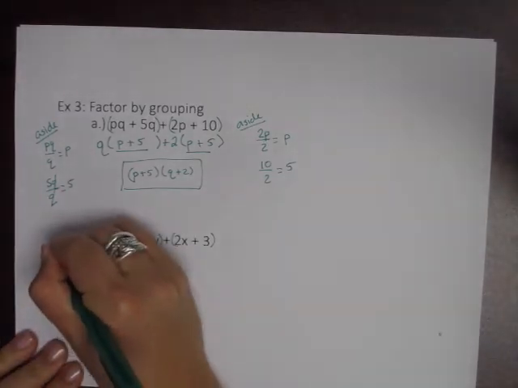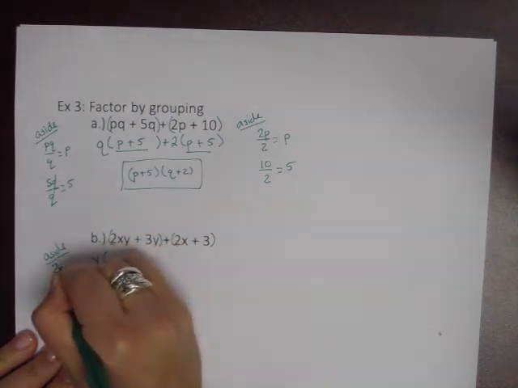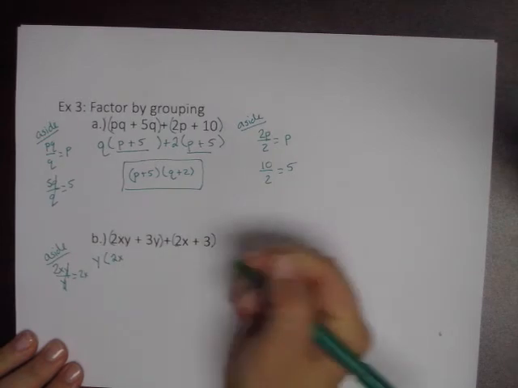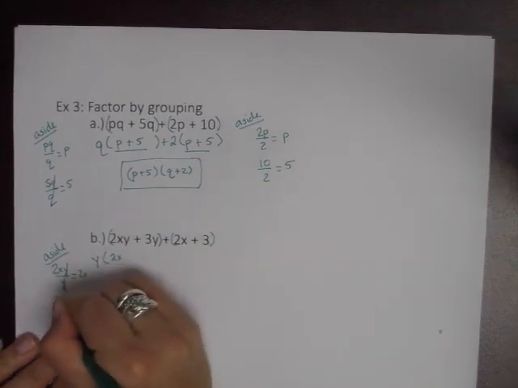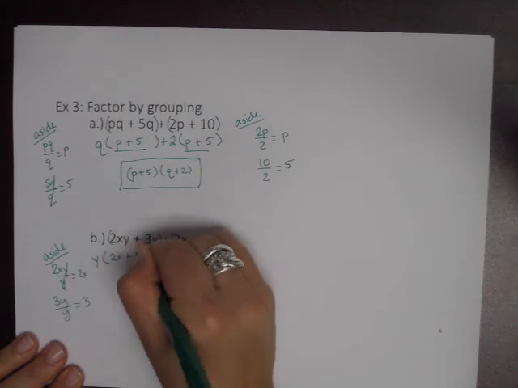The only thing that I have in common with this and my first binomial is just a y. So for my side work, I take my first term, which is 2xy, and I divide it by y. The y's cancel, leaving me with 2x. And then I have 3y divided by y, which will leave me with 3, so 2x plus 3.